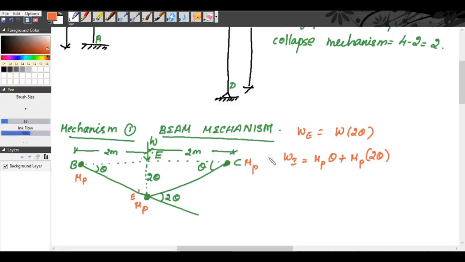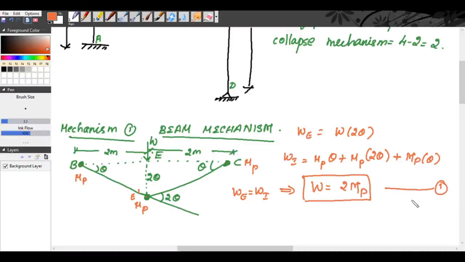At C, there is another plastic hinge. At C, we have the plastic moment as Mp and the rotation as theta. Now, equating external work done to internal work done, we get our collapse load as 2 times Mp. Equate external work done is equal to internal work done. So this is our collapse load as per mechanism 1.